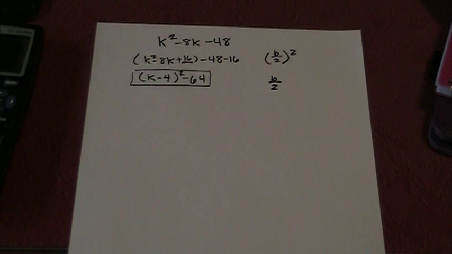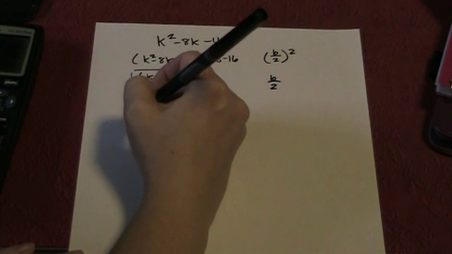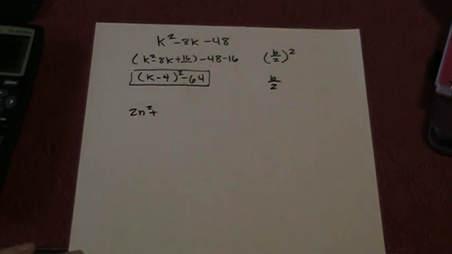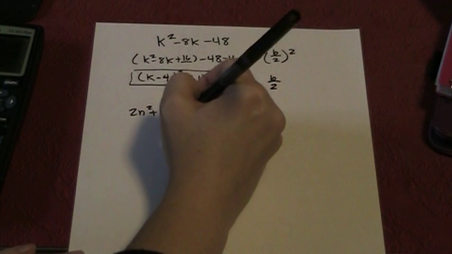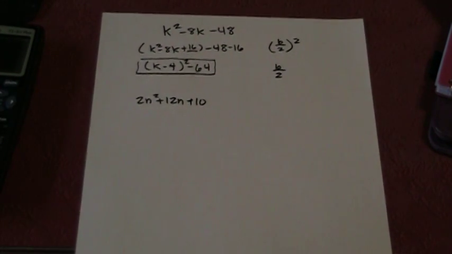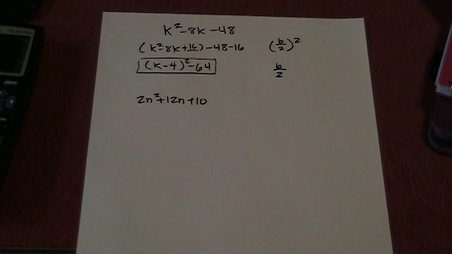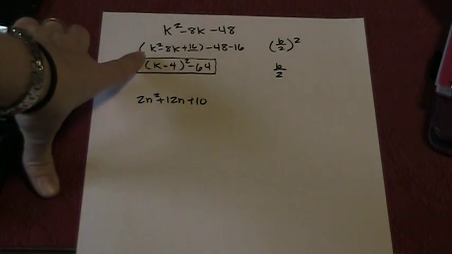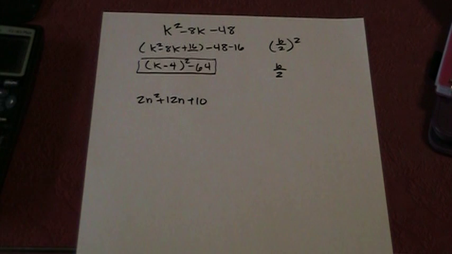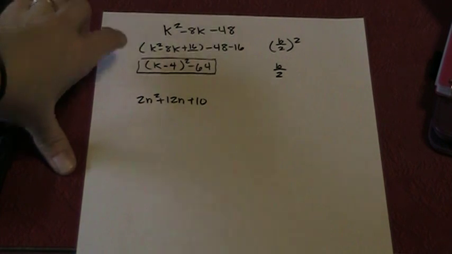Now, there will be cases where a does not equal 1. So, for example, if I had 2n squared plus 12n plus 10, and the direction said factor by completing the square, what I have to do before I can even start this process is I have to factor out that 2. And this is different from what we were doing last week and the week before, because it's not a GCF. You don't factor it out of everything. You just factor it out of the first 2 terms, because remember, those are the 2 that we group.